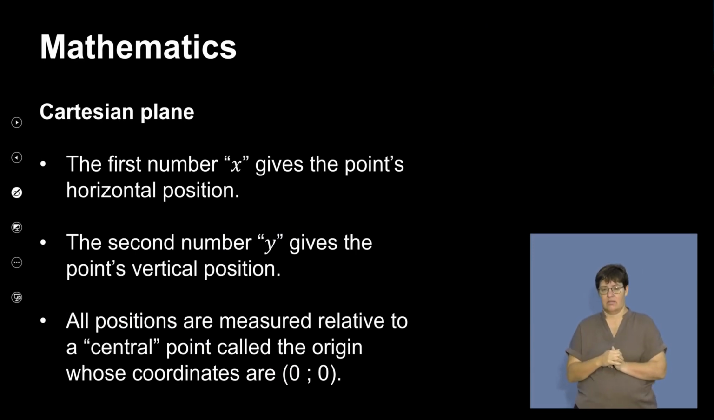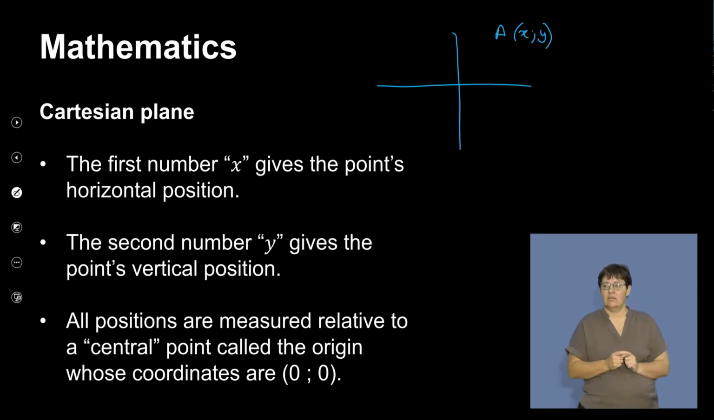And then the first number x gives the point's horizontal position, right? As I said, with the point A that I spoke about, if I say A has the x and the y there, the x represents where A is in terms of the horizontal axis, so it will be somewhere there. And then the second number, which is y, gives the point's vertical position. So where is it in terms of the vertical axis there? And that's how you get it.